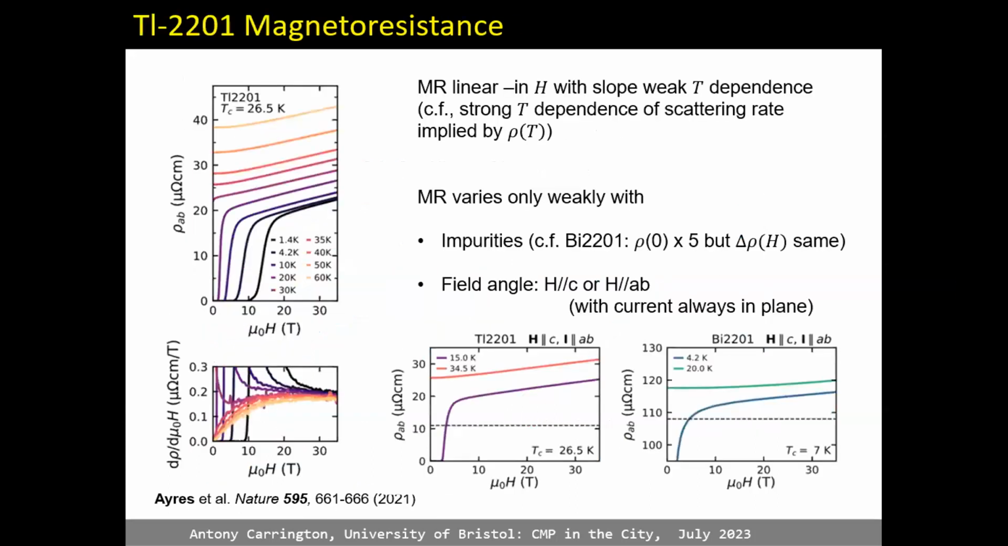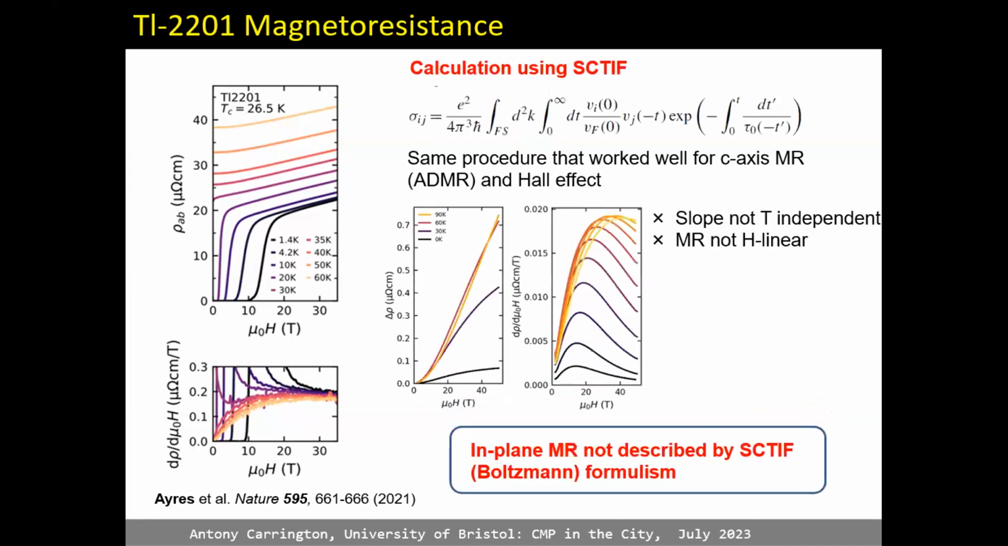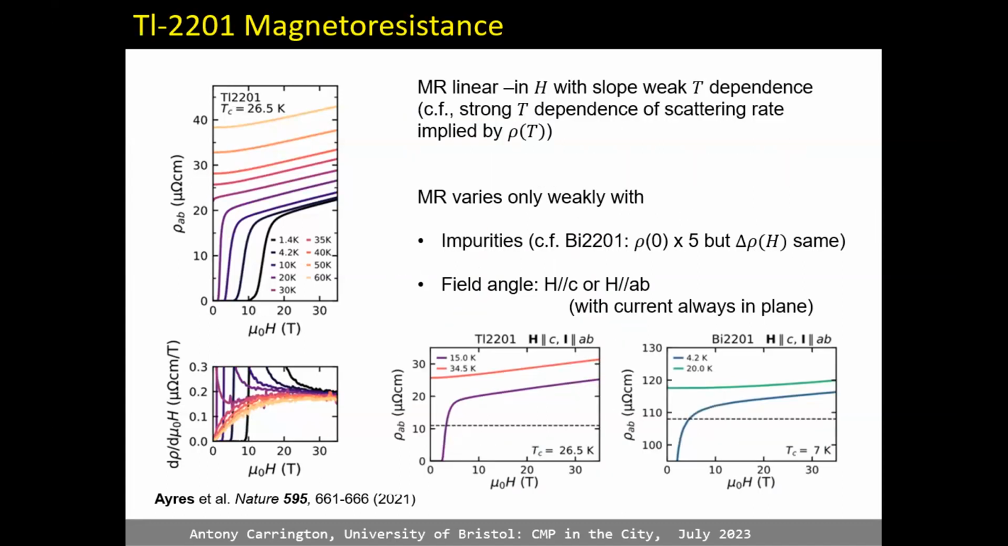So this is our own data for thallium-2201, which shows the same thing. Here you have the magnetoresistance, and you can see that as you change the temperature, the slope of this linear in H magnetoresistance hardly varies. There's some other strange things: it doesn't appear to depend very strongly on whether you've got impurities in there either, and it also doesn't seem to even depend on which direction you put the magnetic field in. So it's a magnetoresistance, but it doesn't behave like a normal magnetoresistance.